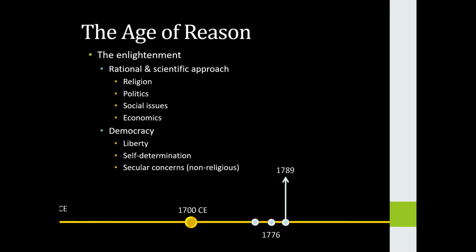Another thing that the Enlightenment brought was this attachment to democracy. This concept of liberty, self-determination, and secular concerns. If those three things sound familiar, it's because these are the same foundations that are used for the Constitution, and the same foundations for the American way of living, which is liberty, self-determination, and a separation of church and state, meaning no concerns for anything religion, so secular concerns.